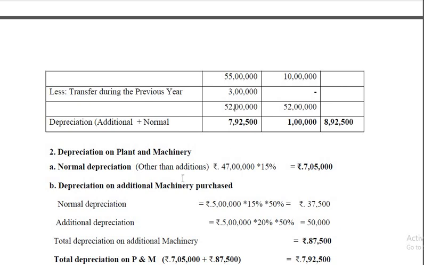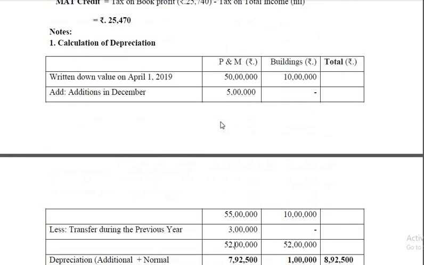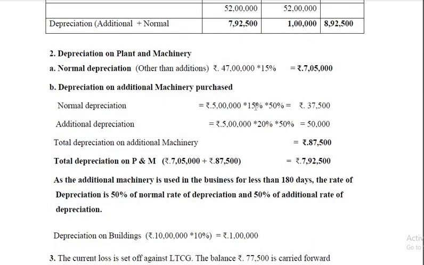First, we'll calculate the depreciation on the additional machinery purchased during the year. Additional machinery purchased during the year is 5 lakh. On that, at the rate of 15% and 50% of that, because it is used for a period lesser than 180 days. So 50% of normal depreciation of 15%. That means 7.5% ultimately of 5 lakh, that comes to 37,500.